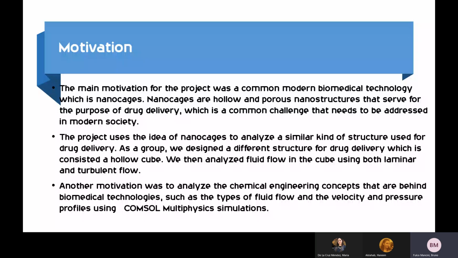Okay, so the main motivation for the project was a common biomedical technology, which is nanocages. So we learned about this concept in the class, and we were interested to find more about it. So nanocages are basically hollow and porous nanostructures that serve the purpose of drug delivery. And drug delivery is a challenge that is facing society nowadays, and people are trying to figure out more ways to do it.